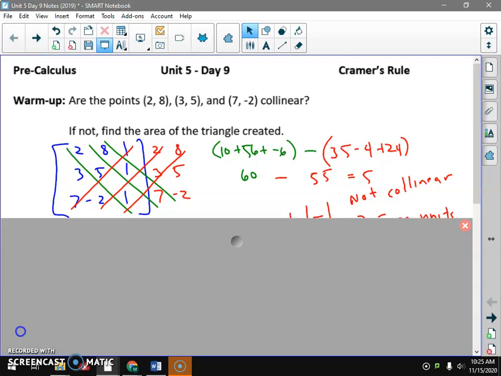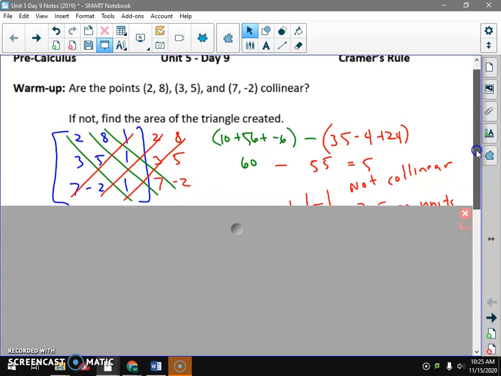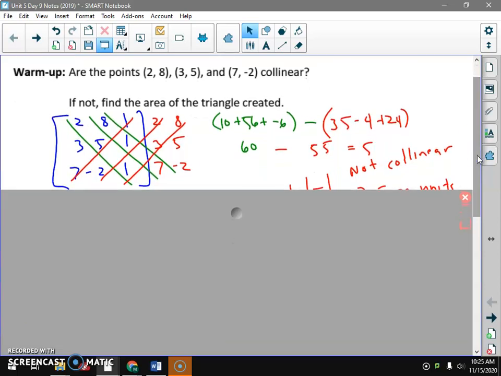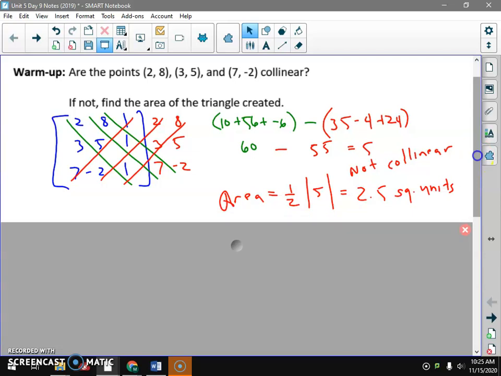Copying columns 1 and 2, creating the two left, right, downhill diagonals in green. The right, left, red diagonals. 60 minus 55 is 5. What does that tell us? These points are not collinear. Pretty close, but they're not collinear, meaning the area is 1/2 the absolute value, so 2.5 square units.